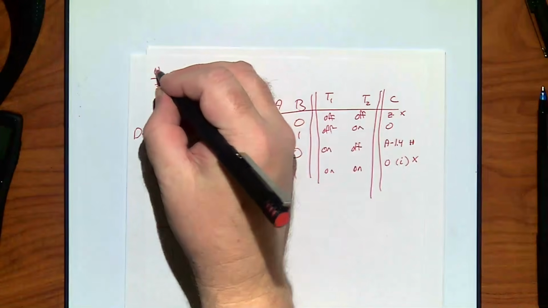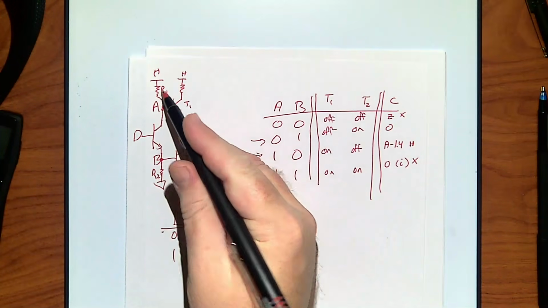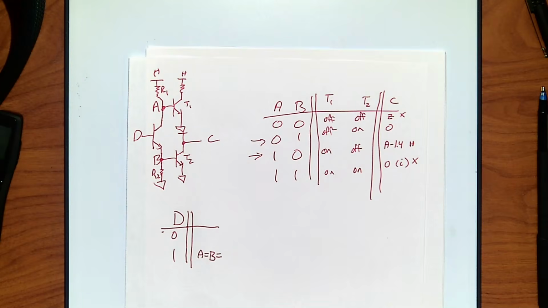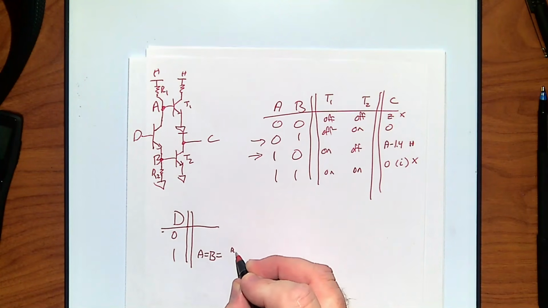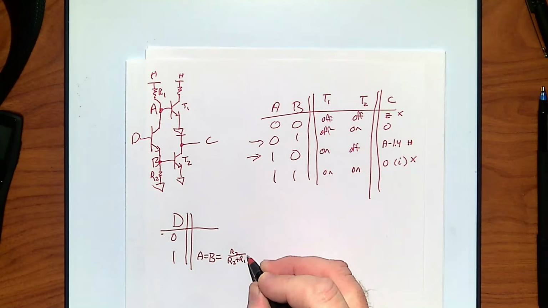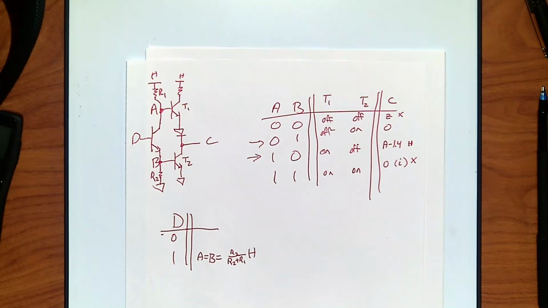So I know the H here, but now I have two resistors. What happens when you have two resistors like that? It's a voltage divider. So what's the voltage in the middle? R2 over R2 plus R1, times whatever the high voltage is. That's what a voltage divider does, right? It's somewhere in the middle.